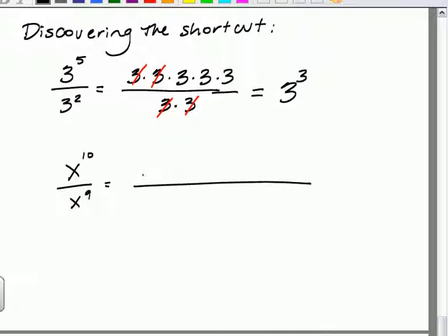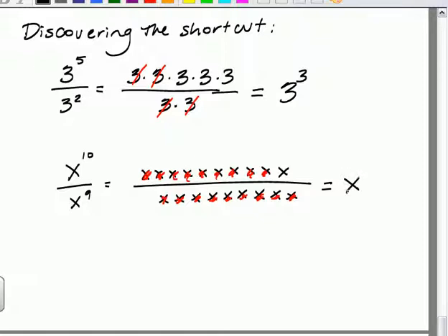x to the 10th. Oh, this is going to take me a moment. 1, 2, 3, 4, 5, 6, 7, 8, 9, 10 x's being multiplied. Down below, 1, 2, 3, 4, 5, 6, 7, 8, 9. So let me take out my red pen. We can start canceling. This one, another, keep going. This one, this one, this one, this one, this one, this one. We've canceled 9 of those x's. Is anything left over? Yep, there's one little x left over upstairs.